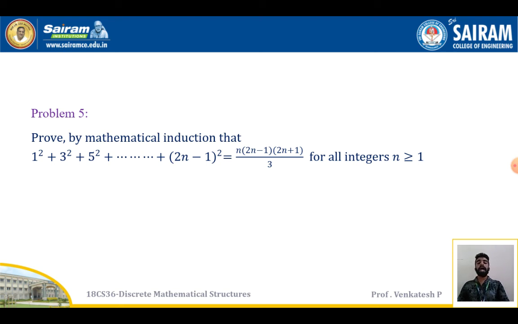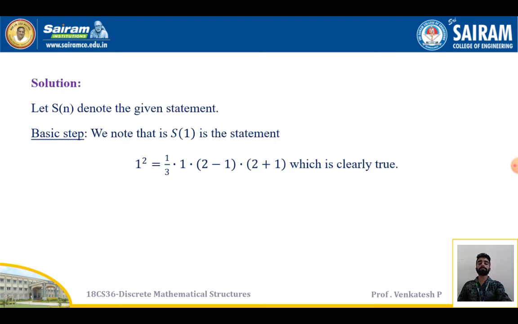In the basic step, I am going to prove the statement S of n is true for n is equal to 1. So I will be getting 1 square is equal to 1 by 3 into 1 into (2 minus 1) into (2 plus 1). After simplifying this, I will be getting 1 is equal to 1, which is clearly a true statement. So S of n is true for n is equal to 1 here. So next is the induction step.